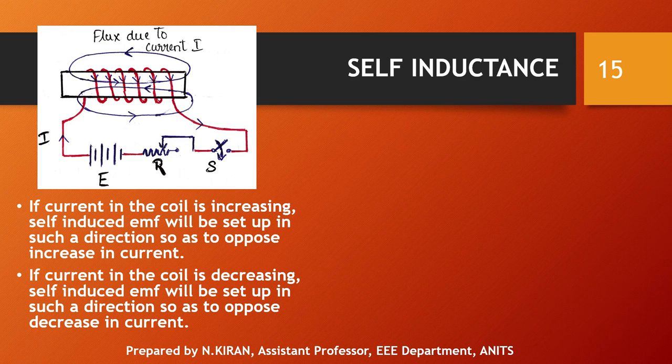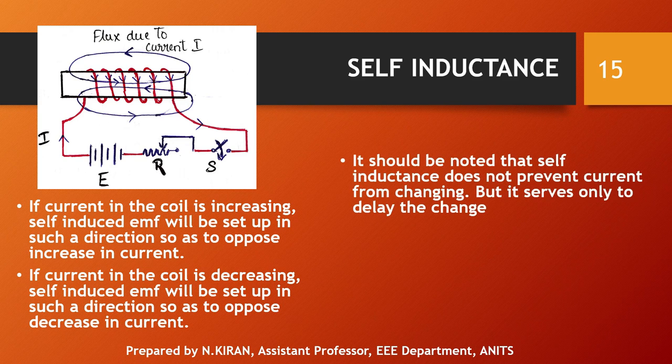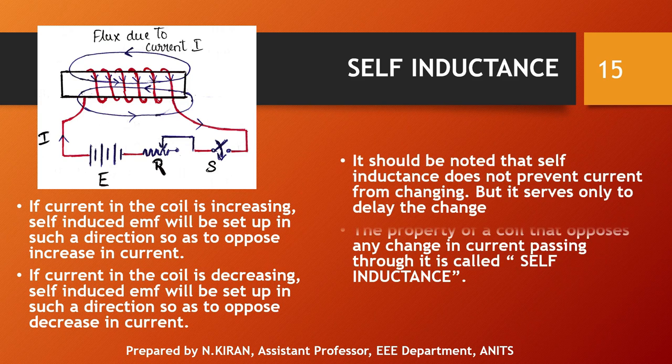This is nothing but the property of an inductor. As we know, the inductor opposes the change in current. This property of an inductor, that is opposing any change in current, is called self-inductance. Here we should note that self-inductance does not prevent the current from changing, it only delays the change.